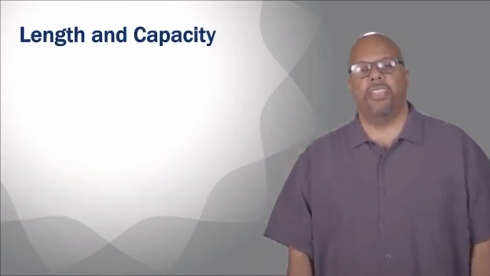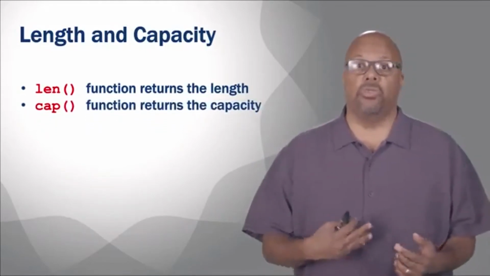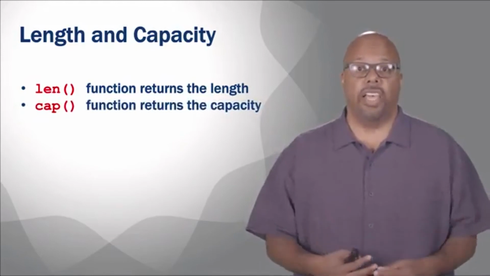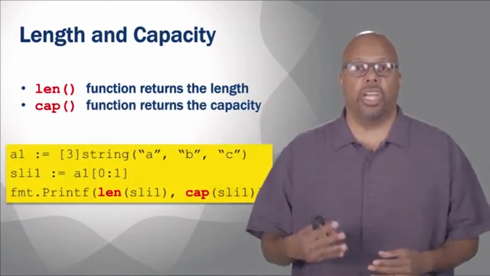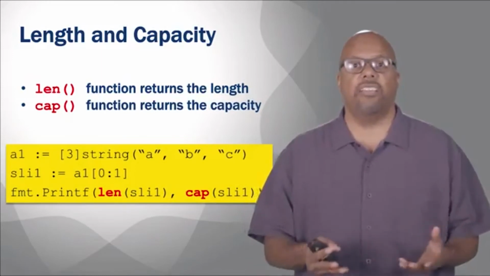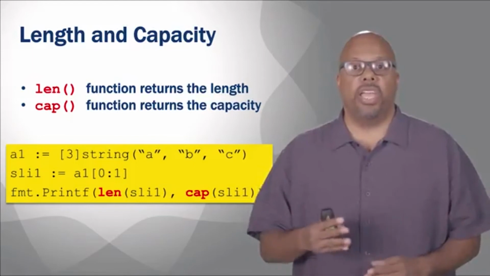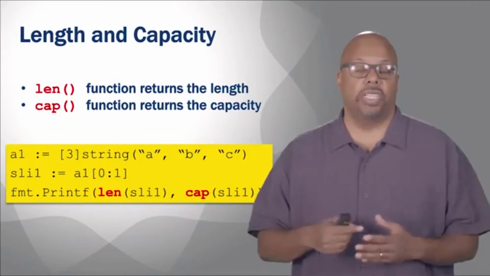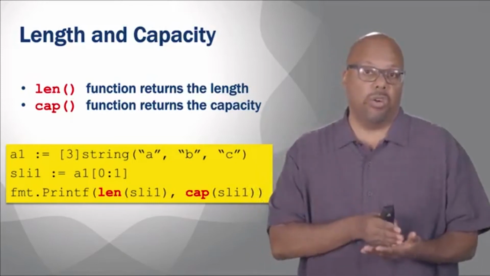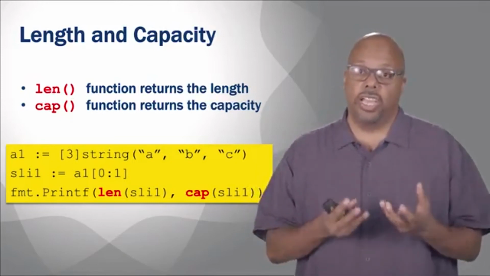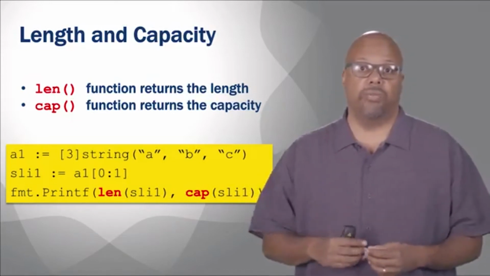All right, so the length and capacity. There are two functions, len and cap, which return the length and capacity of a slice. So we got our array A1 here, and it's 3 elements long, A, B, C. Then we define a slice, SLI1 I'm calling it this time, and that is the array 0 colon 1. Okay, so that means that this slice includes array index 0, but not array index 1. So its length should be 1, right? It only has one element in it, array index 0.